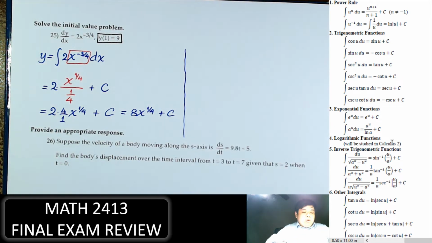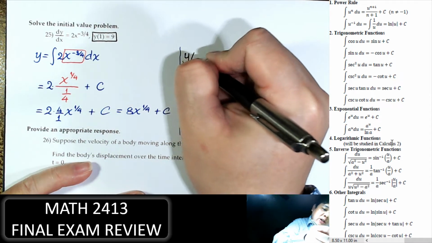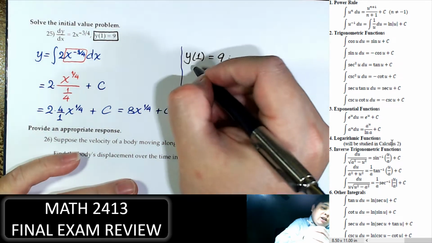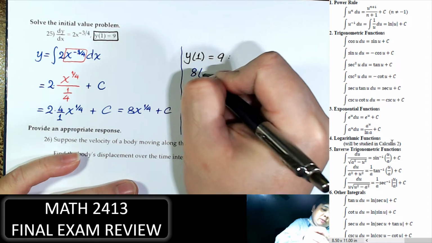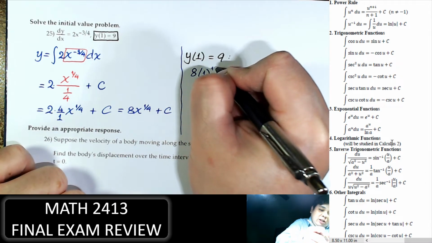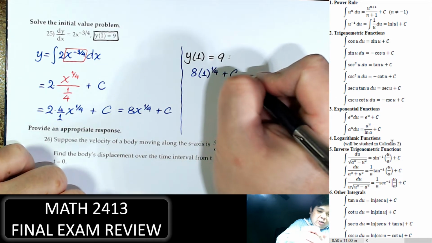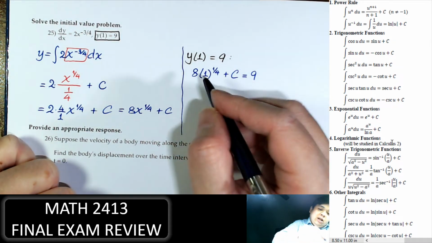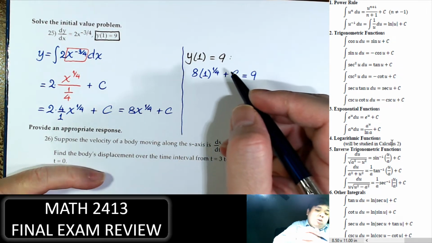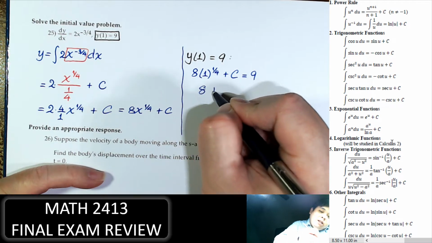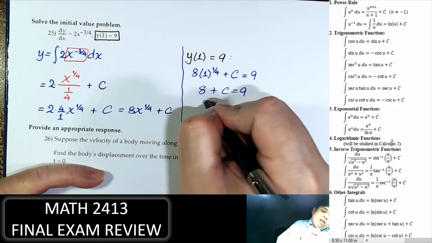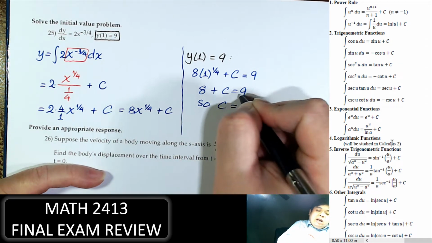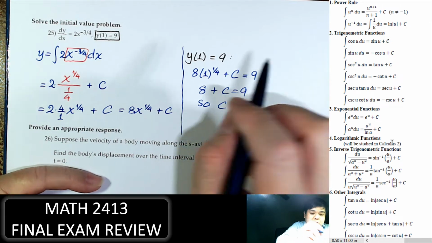Next we have the initial condition. y of 1 is equal to 9. Meaning if we put 1 in for x, we have 9. Now we put 1 in for x, and we make that equal to 9. Right, 1 raised to any power is 1. So it's 8 plus c is equal to 9. So c is 9 minus 8, which is 1. So c is equal to 1.